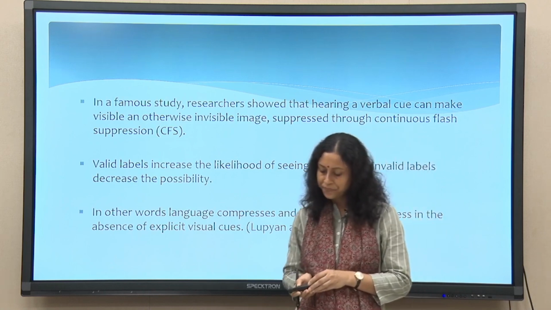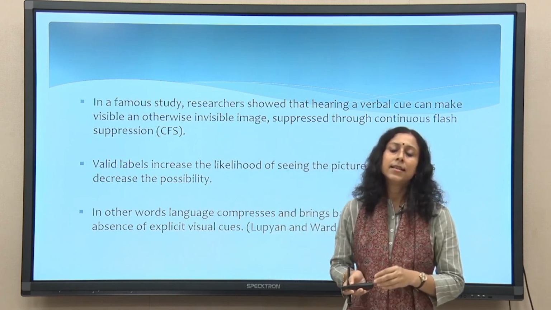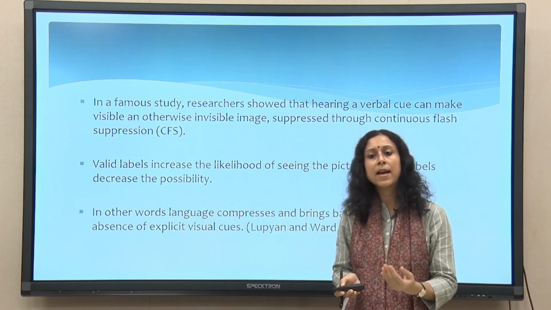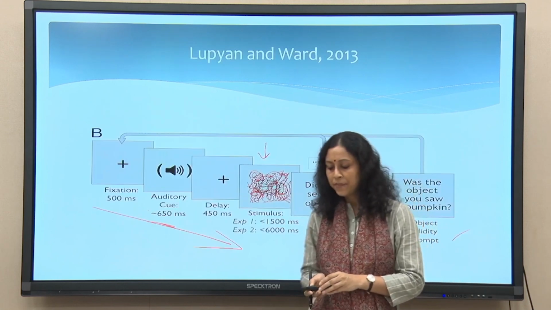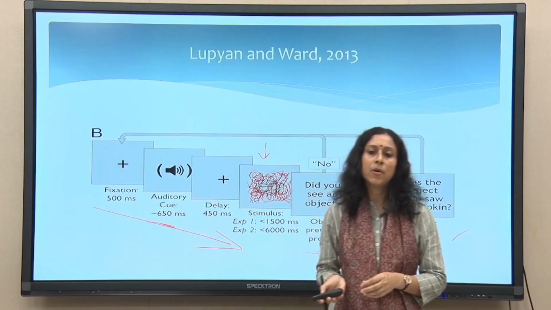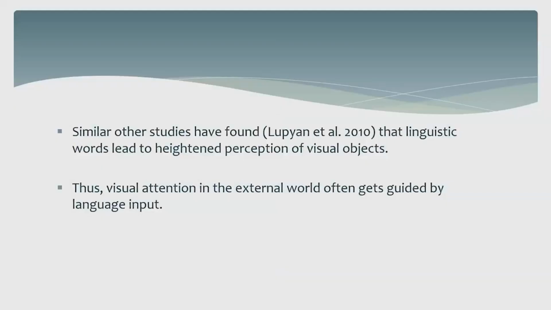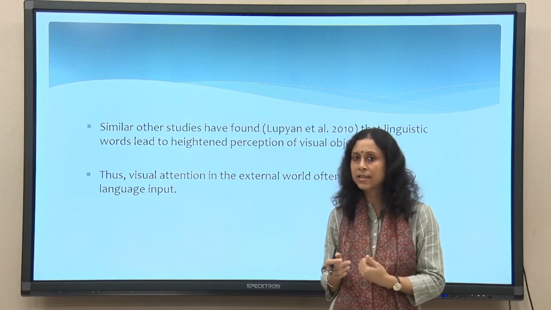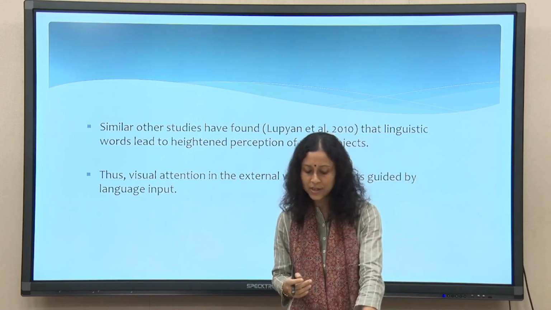In other words, what they found at a theoretical level was that language compresses and brings back awareness in the absence of an explicit visual cue. This is a seminal finding, a very important work in this domain. They found that language can aid, and it can also decrease the possibility of finding the visual cue, because when there is an invalid cue that did not match the visual display, they actually did not find the object as well.